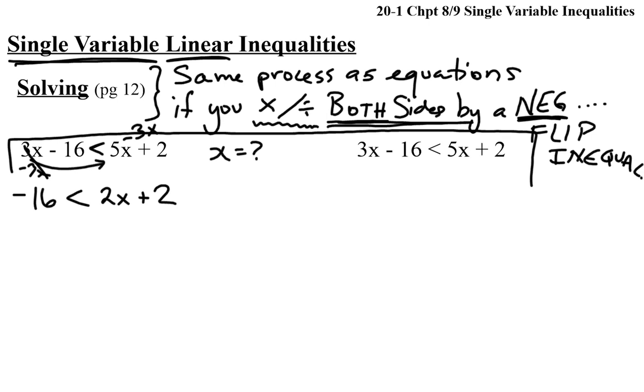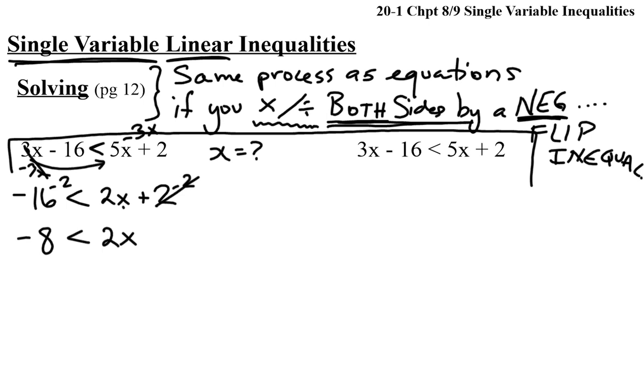Now, if I move my x to the right side, I have students that don't like x's on the right side. Doesn't matter. If that's where you're starting your solving, leave it there till the end, and we'll talk about it then. We want to get x by itself, so we're going to subtract 2. Subtract 2. We have negative 8 is less than 2x.